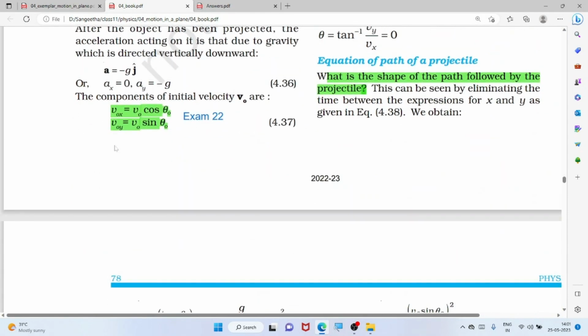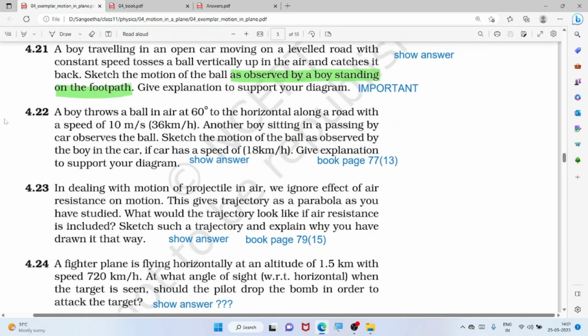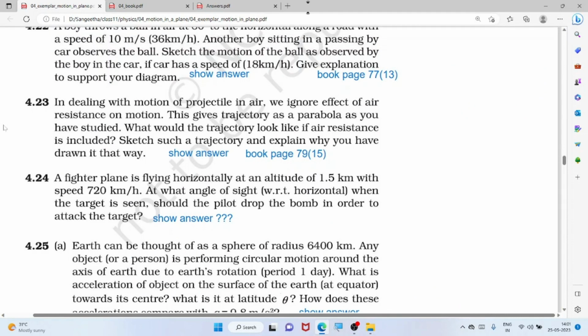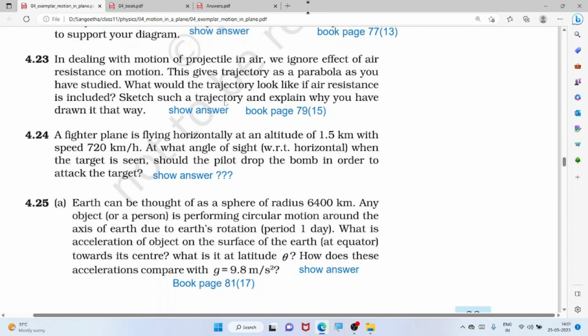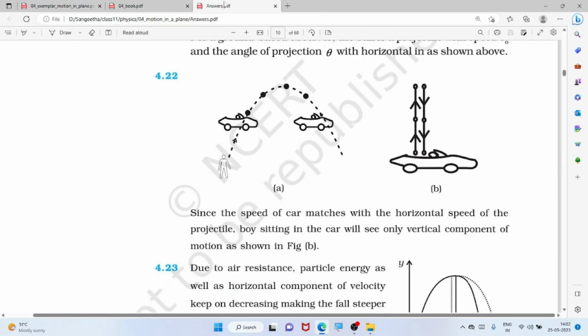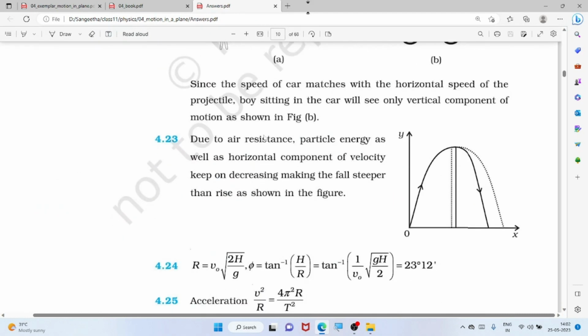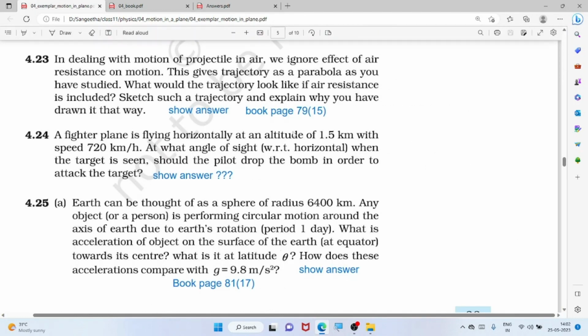See, these are the horizontal and vertical components of a vector. Horizontal is cos theta, vertical is sin theta. In dealing with the motion of the projectile, we ignore the effect of air resistance, and this gives a trajectory as a parabola. Show the answer, 4.23. They have given the answer here. You can go through it. In the book also there is information.